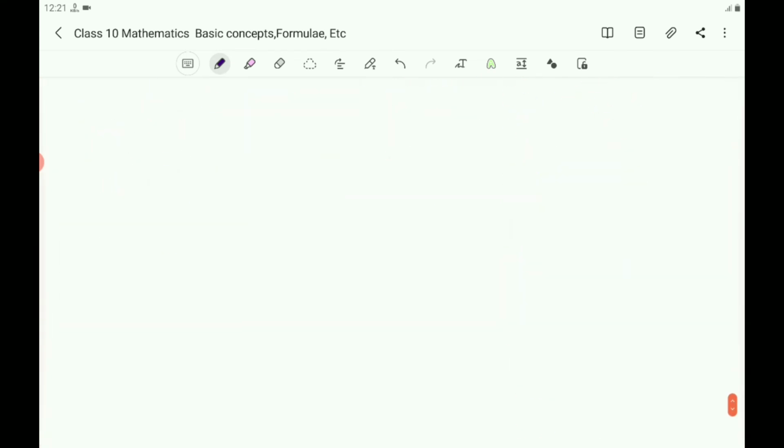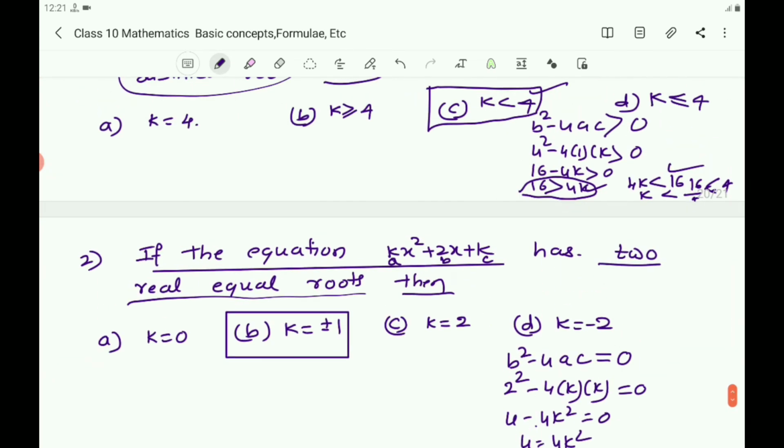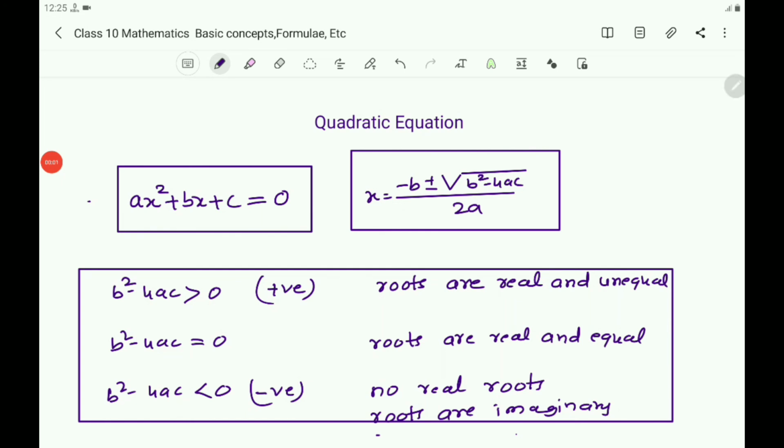That is about the examples. Children, keeping all these key points in your mind, you can solve the MCQ easily. So follow the key points and try to solve all the questions of this chapter and try to get maximum marks.